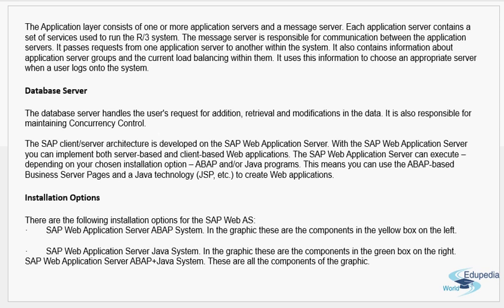The application layer consists of one or more application servers and a message server. Each application server contains a set of services used to run the R3 system. The message server is responsible for communication between the application servers. It passes requests from one application server to another within the system. It also contains information about the application server groups and the current load balancing within them. It uses this information to choose an appropriate server when a user logs on to the system.